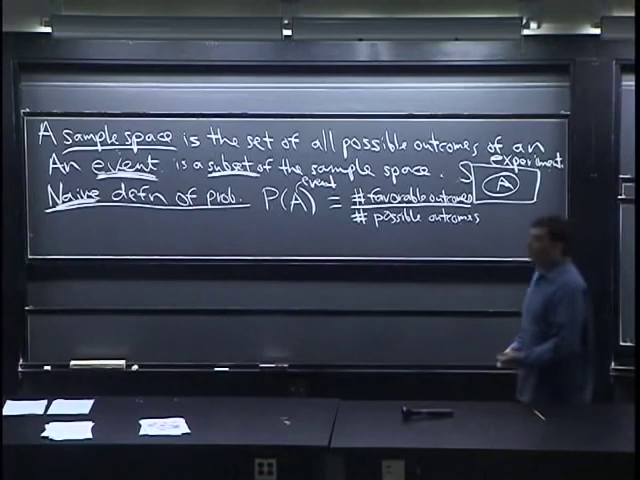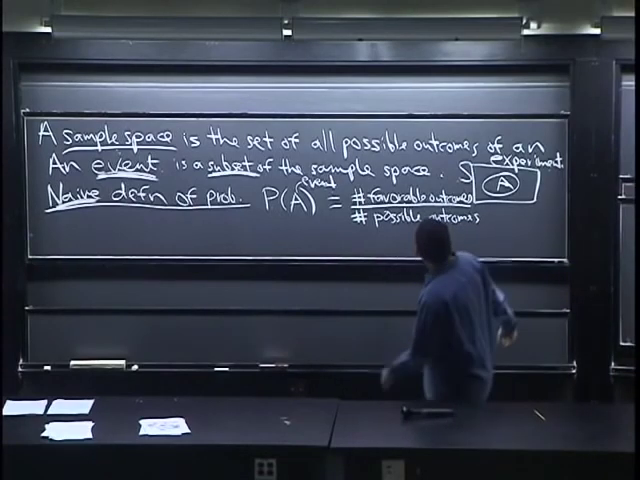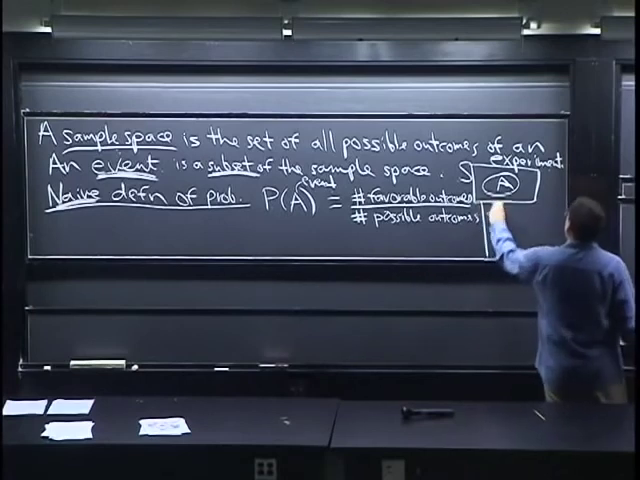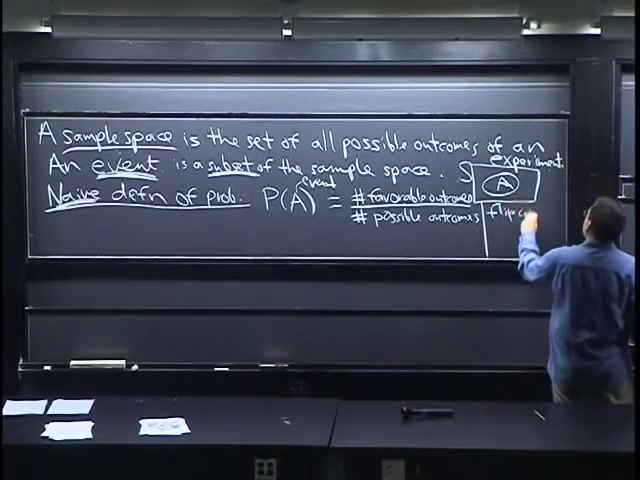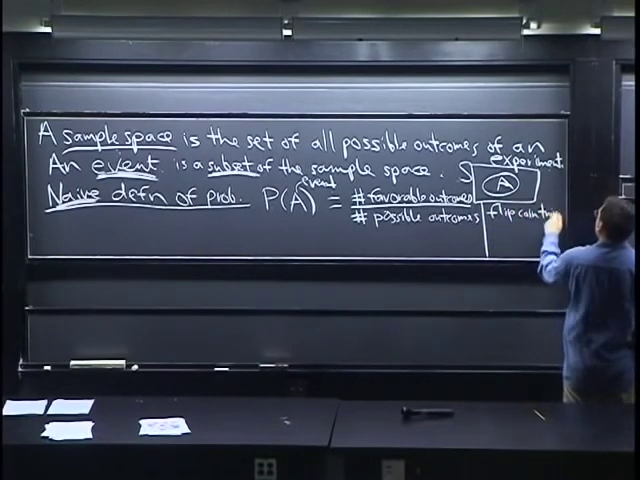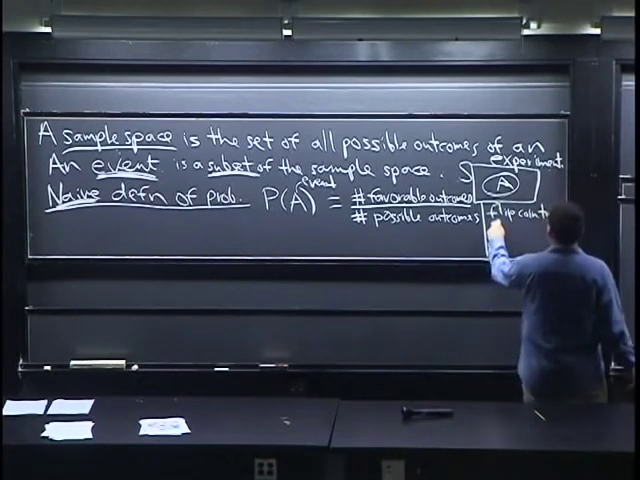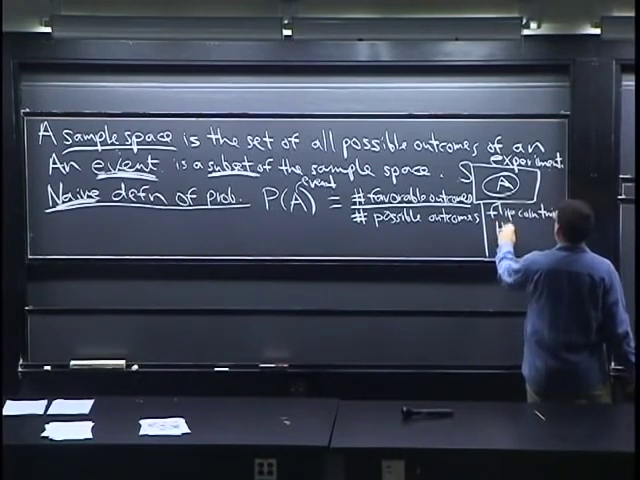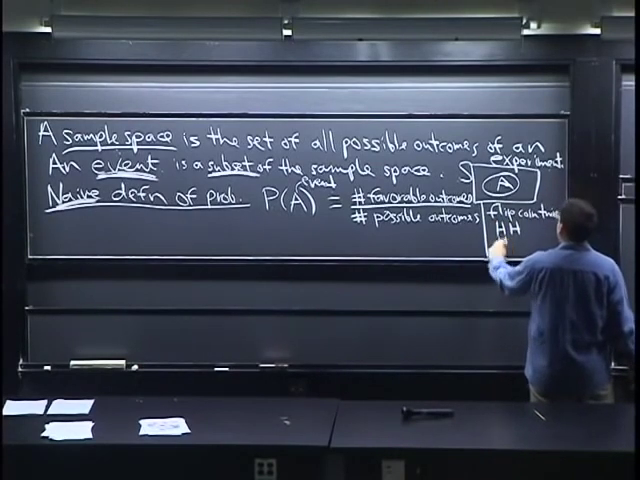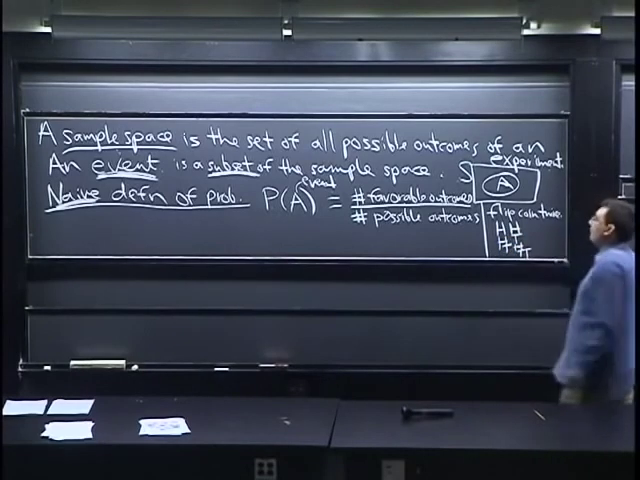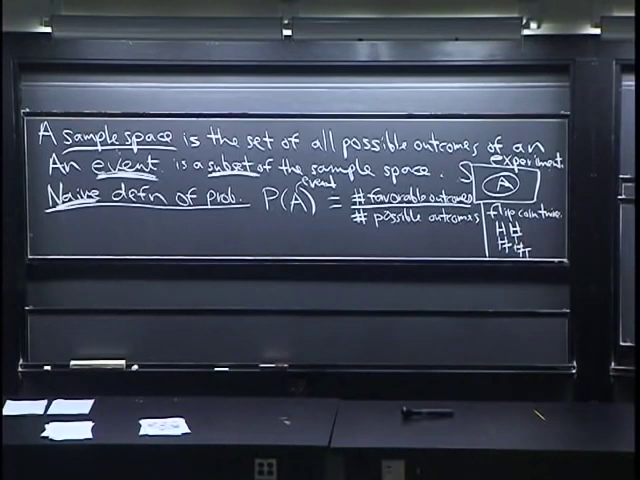Okay, so for example, if we flip a coin twice, there are 4 possible outcomes, right? Either the coin lands heads on the first toss and heads on the second toss, or heads and then tails, or tails and then heads, or tails and then tails. So we have these 4 different outcomes, okay?